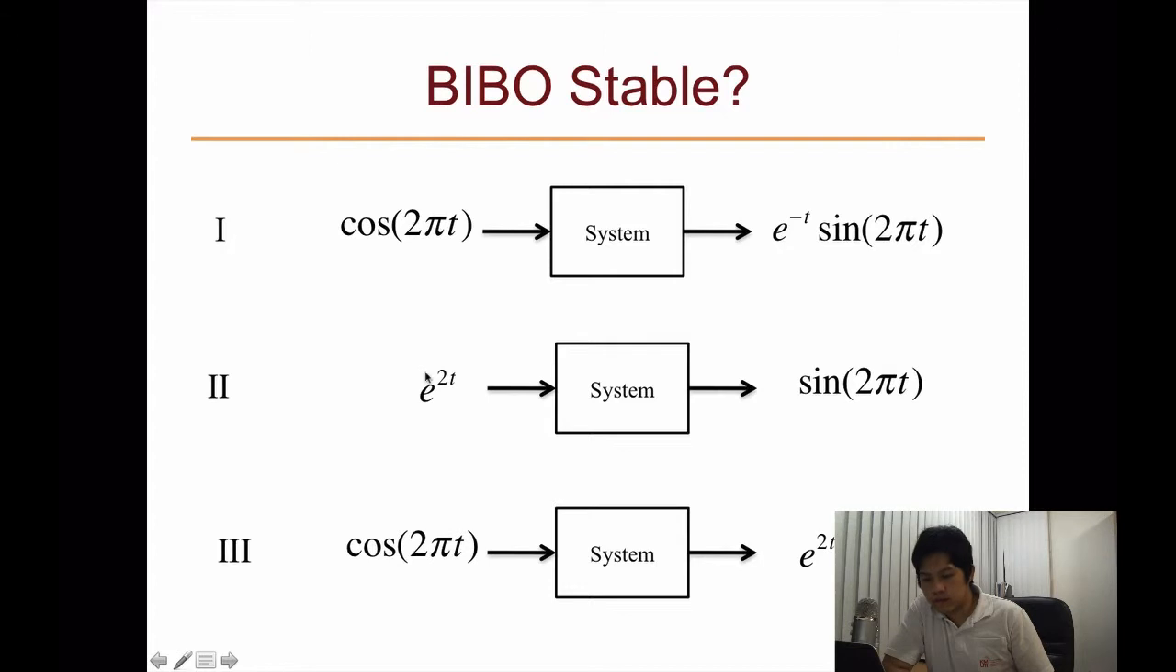For the second one, this is unbounded: e^(2t) exponentially grows without bound. Although this is bounded, we cannot conclude that this system is BIBO stable because there is no bounded input to test. But for the last system, since the input is bounded and it produces an unbounded output, the last system is unstable. It's not a BIBO stable system.